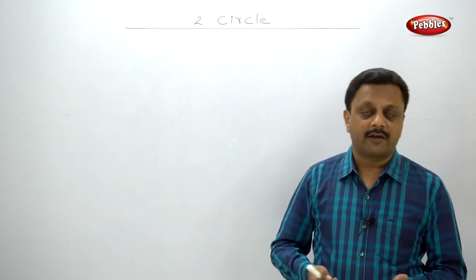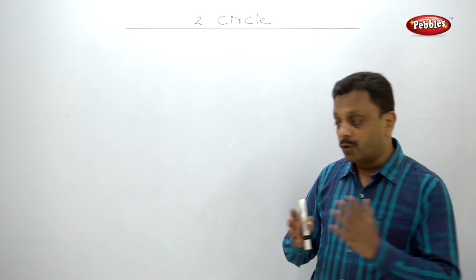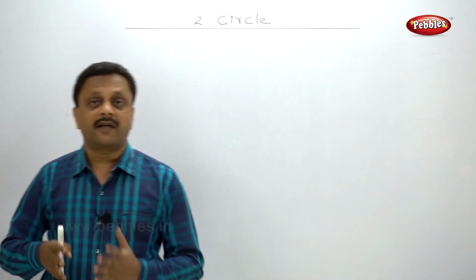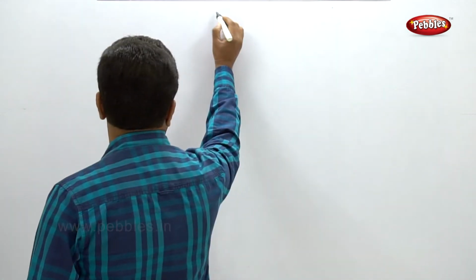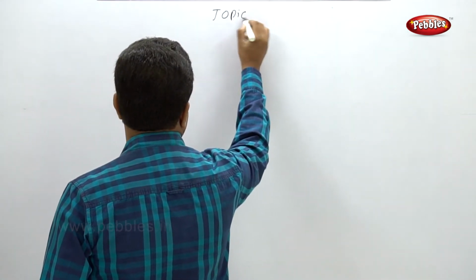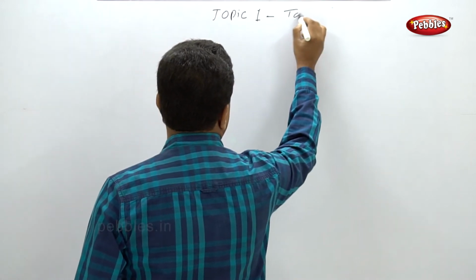For example, radius, diameter, area. Area is not required here, but still you should know that. You should know the Pythagoras theorem and how to apply it. All these things are required to solve the problems in this chapter. The first part of this chapter, that is topic 1, is related to tangent.